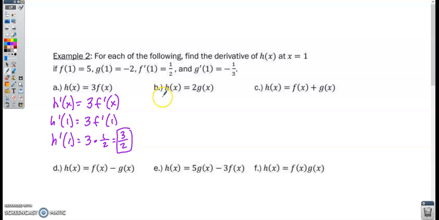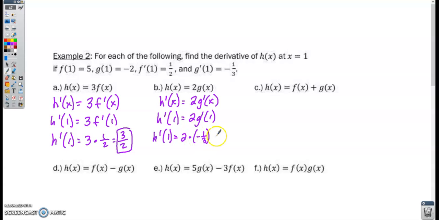All right, part B. h prime of x, again a constant multiple, is equal to 2g prime of x. So h prime of 1 is equal to 2g prime of 1. And then I can substitute g prime of 1 in there, which is negative 1/3, and I get my value of h prime of 1 in that case to be negative 2/3.